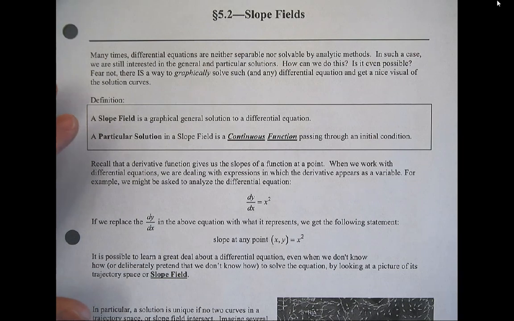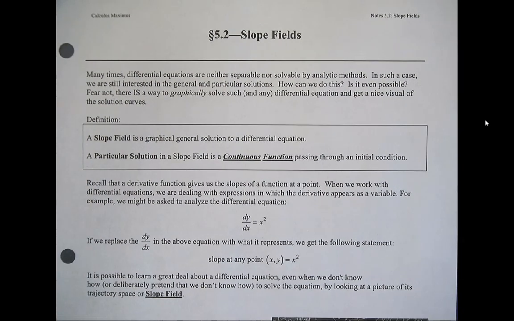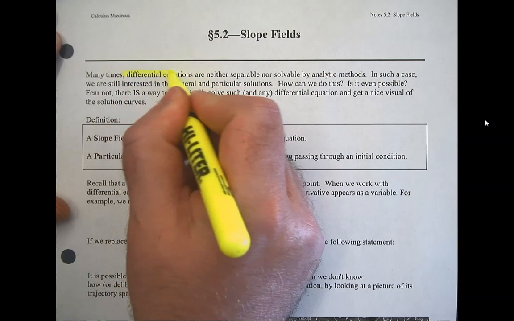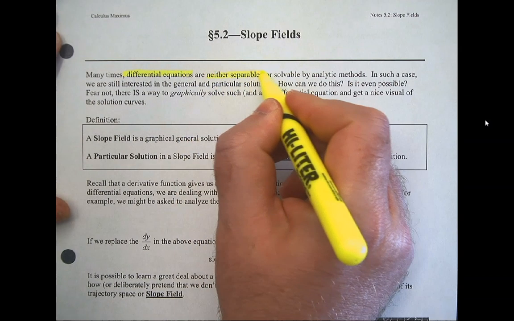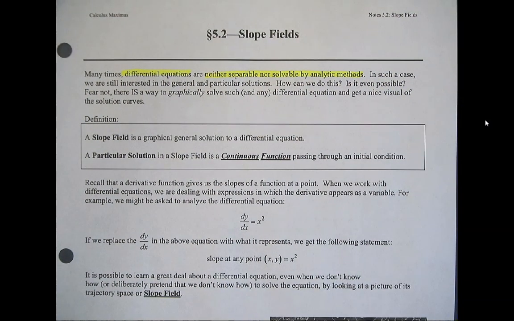So today's topic is slope fields. These are kind of weird things. You've seen them before, believe it or not. You probably didn't recognize them, but these are situations where we have a differential equation that is neither separable nor solvable by analytic methods. In other words, by our algebra skills, we can't separate it and get dy on one side and dx stuff on the other side.